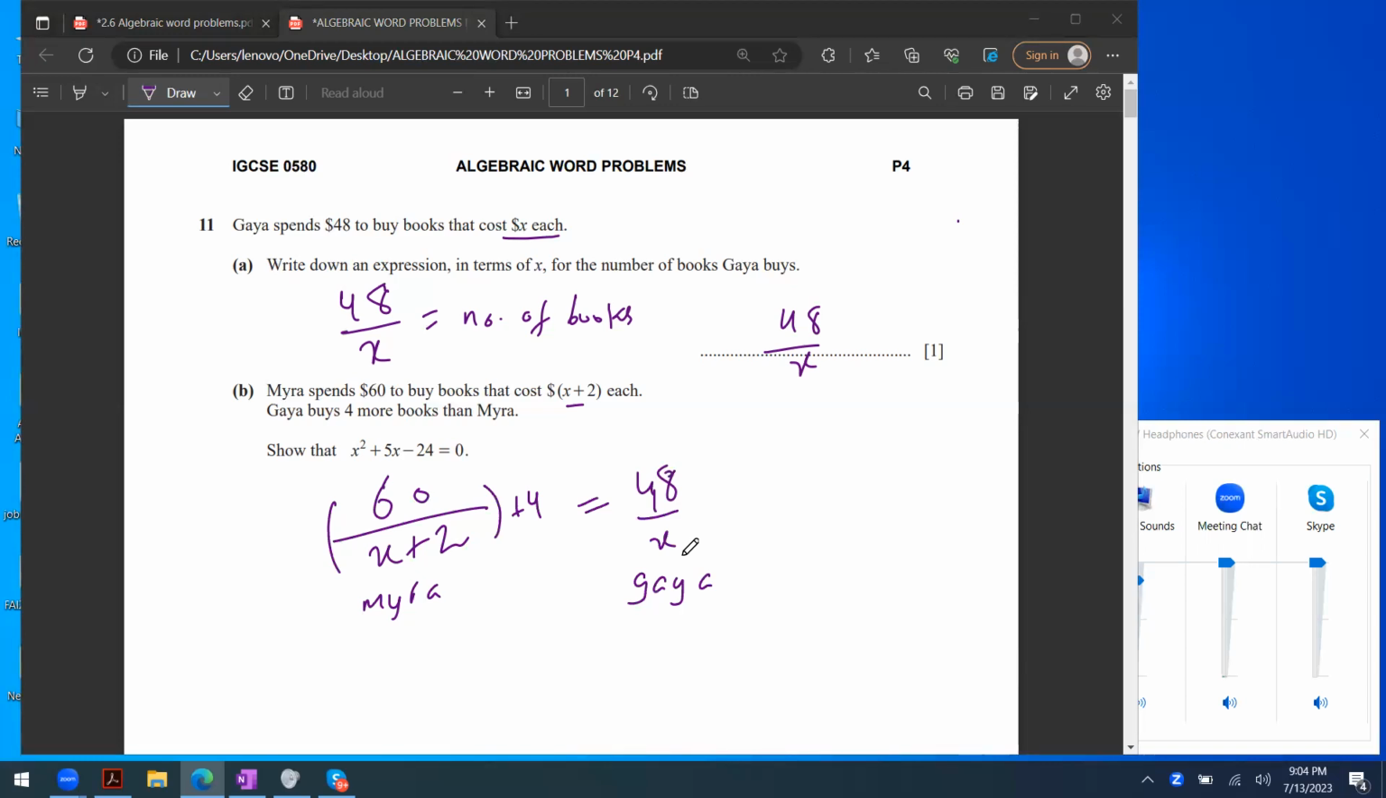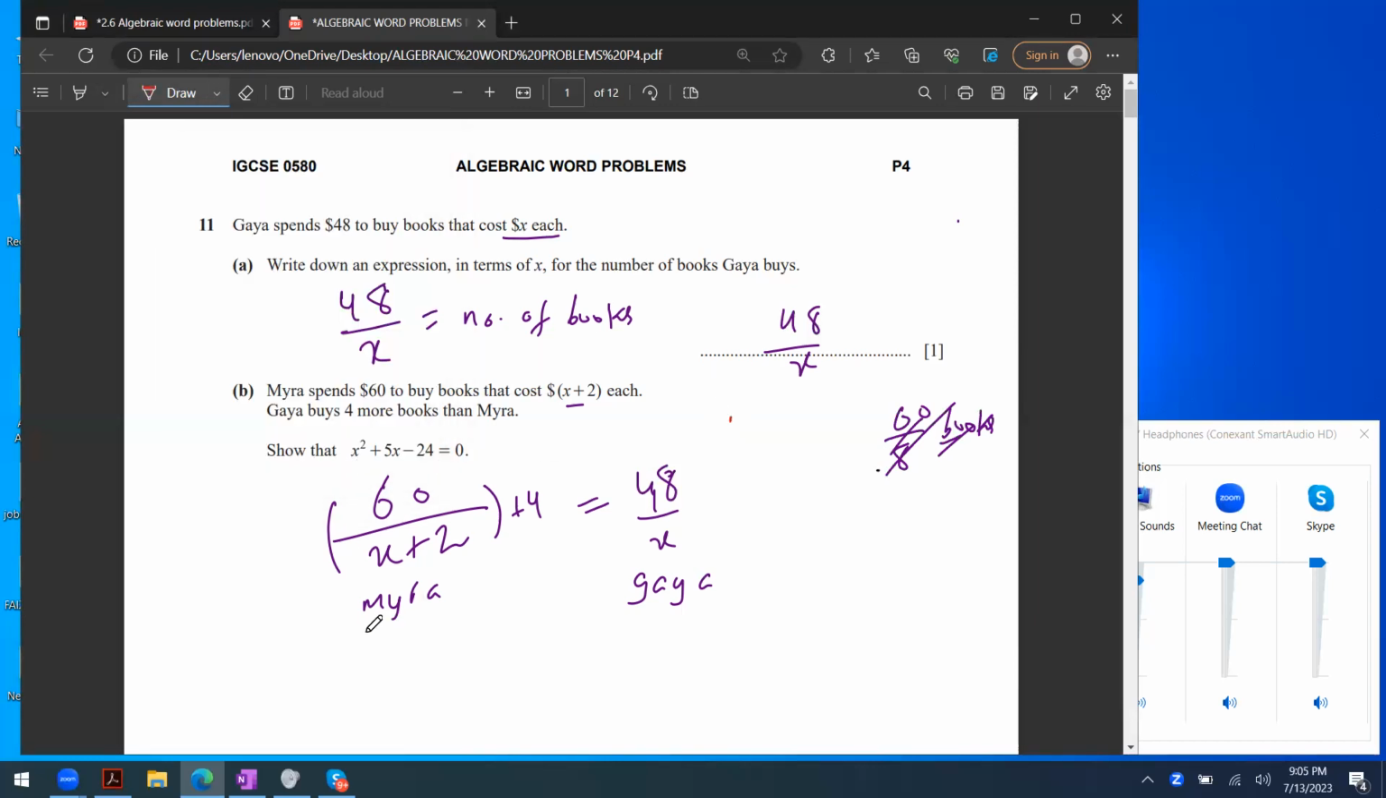One more time. Sir, this part B one more time. For part B, first of all, Myra spent $60. Each book's cost x over 2, okay, x plus 2. So the number of books that Myra is getting is 60 divided by x plus 2. Again, suppose x was 6, 6 plus 2, 8. So Myra is getting 60 divided by 8 books. All right, that's just an example. So these are the number of books. Let's label it.